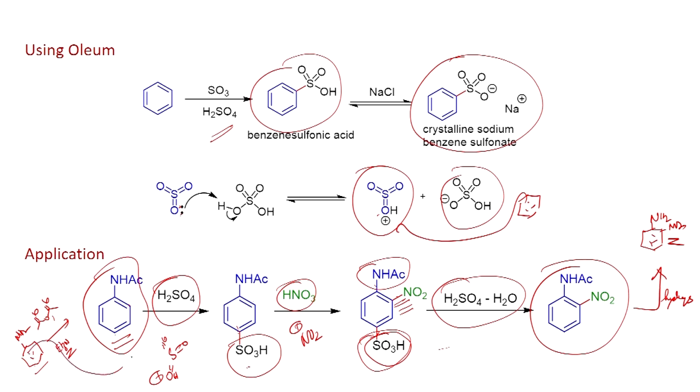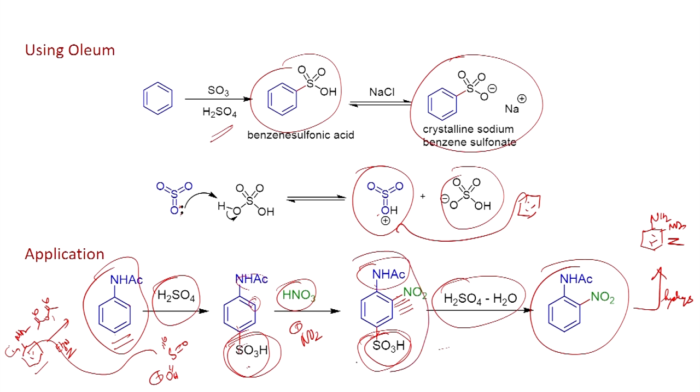at the para position, so selectively you can introduce the sulfonic acid group at the para position. Once you have this one, now you can do the nitration, which can take place selectively at the ortho position with respect to this amide, and meta position with respect to the sulfonic acid substituent.